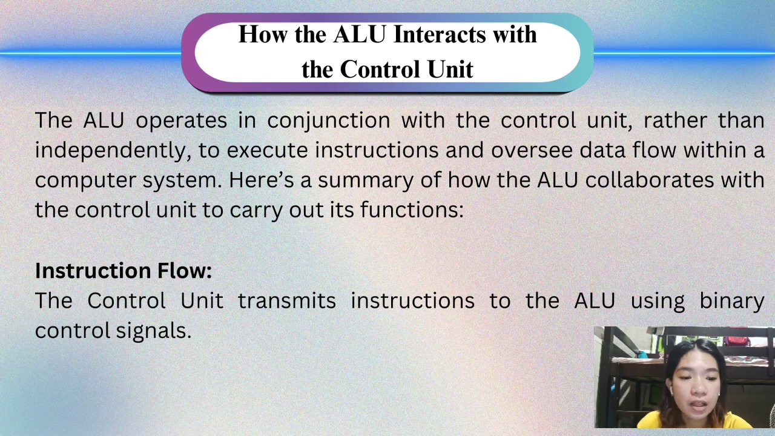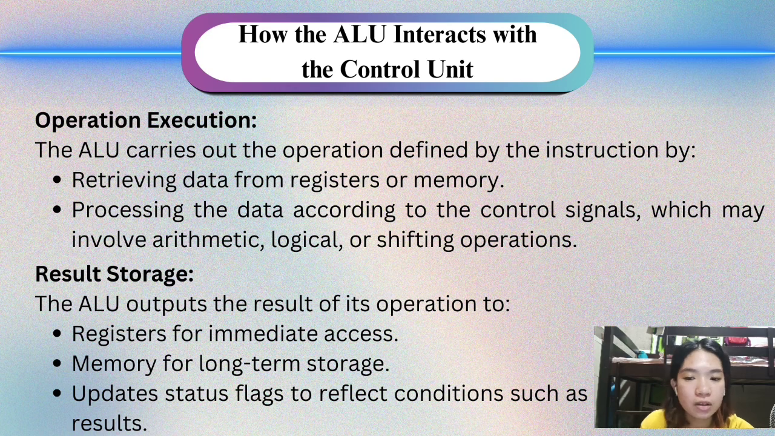And these signals specify what operation the ALU should perform, such as addition, subtraction, or logical operations. And the binary format allows for precise communication between the control unit and the ALU, ensuring that the correct operations are executed based on the program instructions. And also operation execution. The ALU carries out the operation defined by the instruction, retrieving data from registers or memory, and processing the data according to the control signals, which may involve arithmetic, logical, or shifting operations.